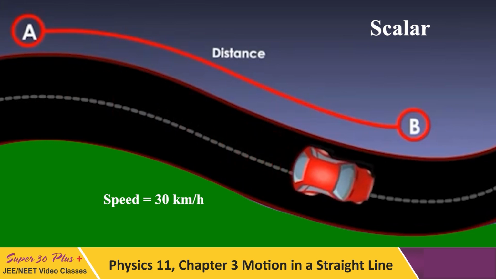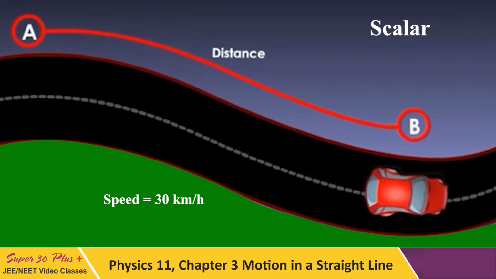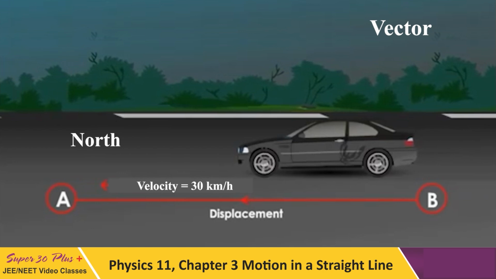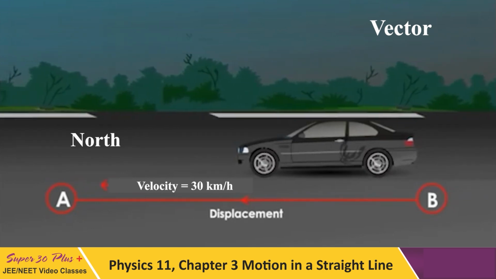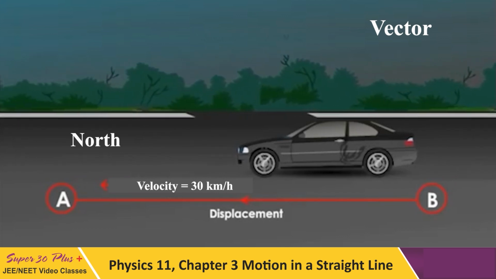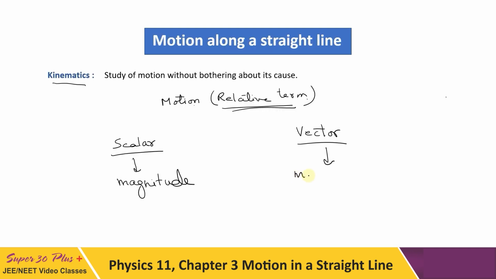So a scalar is something in which direction is not needed at all. We are concerned only with the magnitude. A scalar quantity is a quantity which is concerned only with its magnitude. Whereas for a vector, if in the same example I say that this car is moving with 30 km/h but it is moving towards north, here I am specifying the direction. If direction is also concerned along with magnitude, then it comes under vector. So here it has to be magnitude as well as direction.